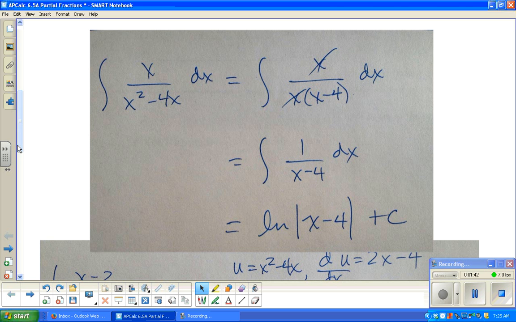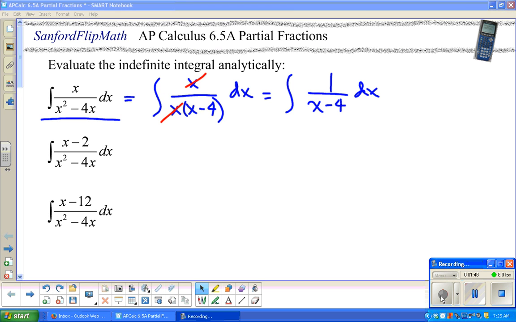So just hit pause right now because we're going to keep moving. I'm not going to do that problem since we've already talked about how to do that problem. If that was too quick, just pop back.